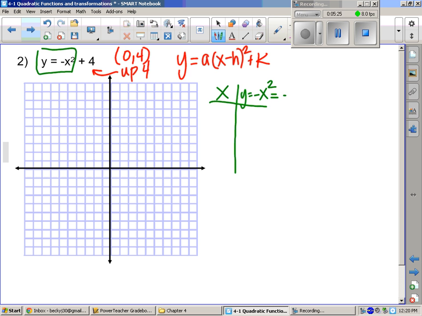And be really careful here because that coefficient is a -1 times x squared, and some of us have a little bit of trouble with that. Again, I want to choose wisely, so pick easy things. I'm going to plug in my 0. 0 squared is 0 times -1, we get 0.